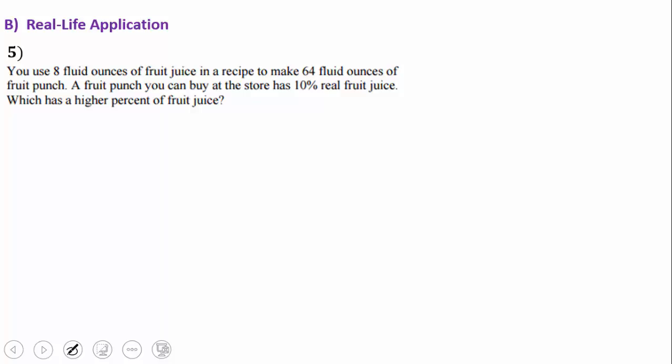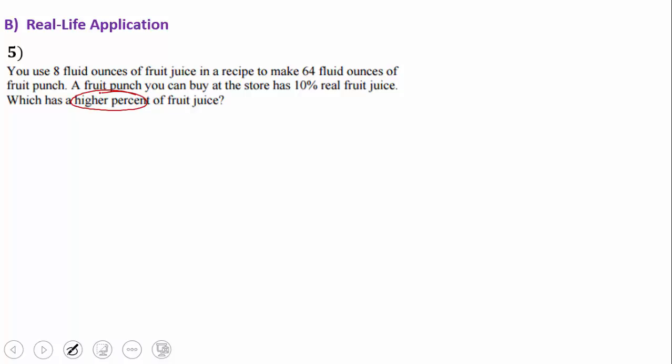So let's read number 5. You use 8 fluid ounces of fruit juice in a recipe to make 64 fluid ounces of fruit punch. It says a fruit punch that you can buy at the store has 10% real fruit juice. I'm sure you've seen that before, that the punch that you buy contains a percentage of real fruit juice. The question is, which has a higher percent of fruit juice? So we need to compare percents. Which has a higher percent?